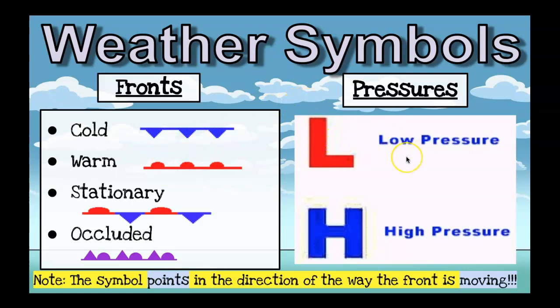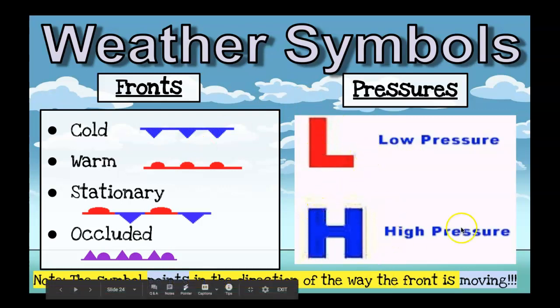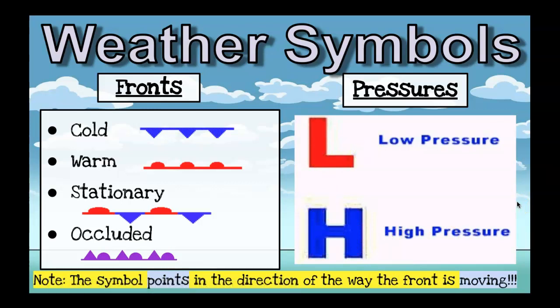All right, so for pressure systems, we've taught you guys this already as well. A big red L is low pressure and a big blue H is high pressure. That is because with low pressure, you have warm air rising up. And remember, anytime we use warm, it's going to be red. And with high pressure, you have cold air sinking. So that is why we use blue.